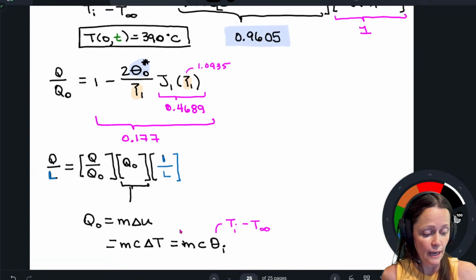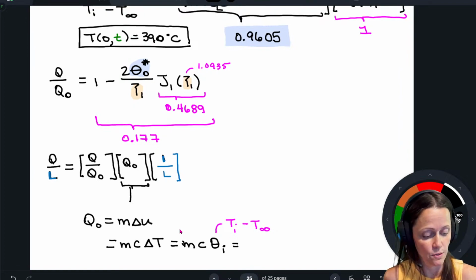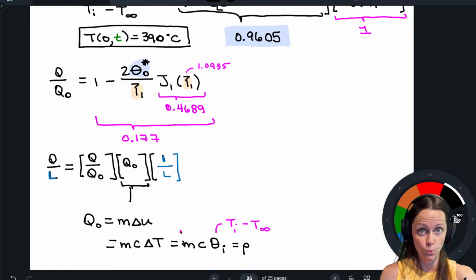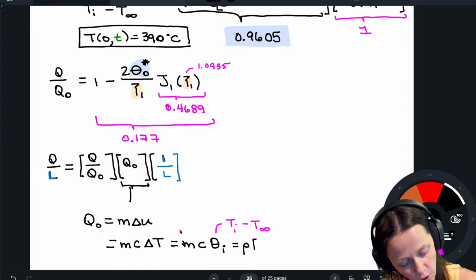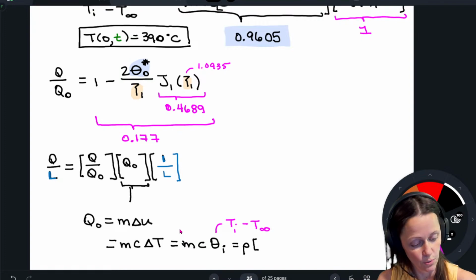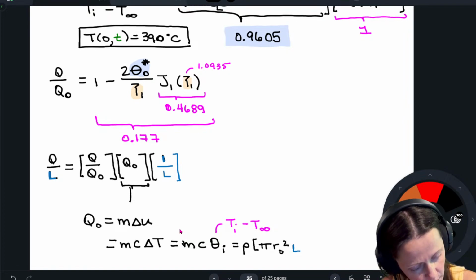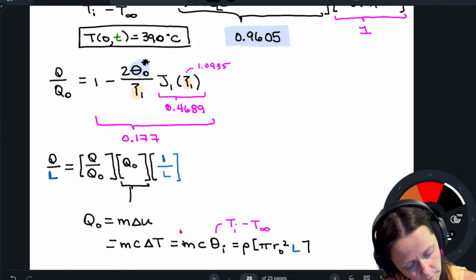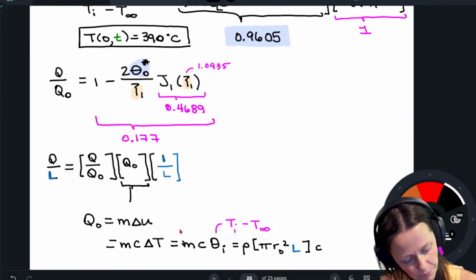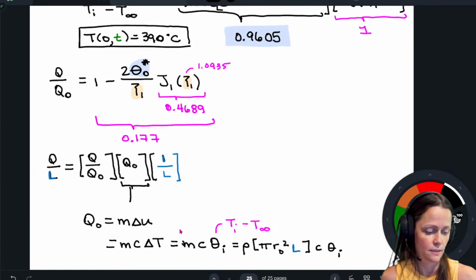And then you could put that mass in terms of rho times the volume, because I have rho, and then the volume, well, it's the volume of a cylinder, so it's going to be pi r squared, or r naught squared, times my length, and then I've got the c, and I've got the theta, I, theta initial.